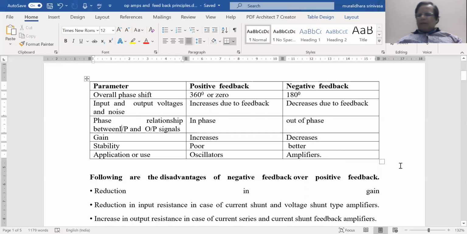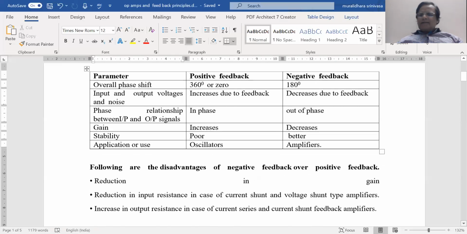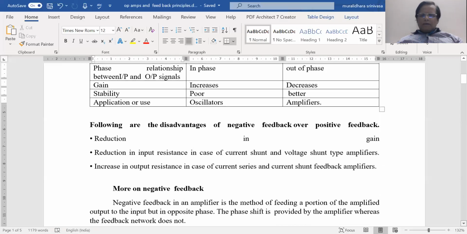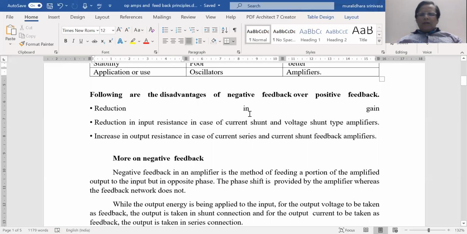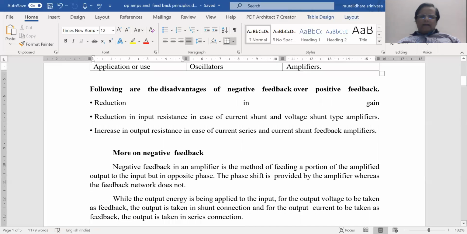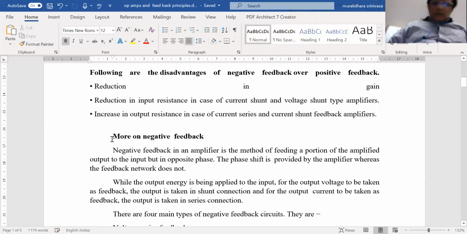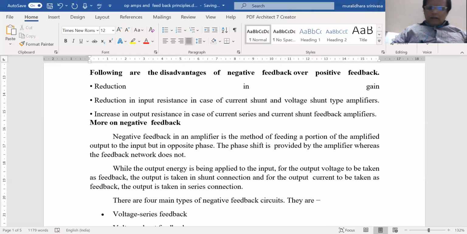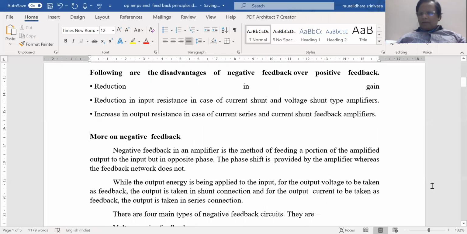Positive feedback is of use in what are known as oscillators. I have just mentioned, in addition to these two, the disadvantages of negative feedback: reduction in gain, reduction in input resistance in certain types of feedback called the current shunt and voltage shunt feedback mechanisms, and increase in output resistance in the case of current series and current shunt feedback amplifiers. We will note the detail later. So now we want to go into greater detail on negative feedback.